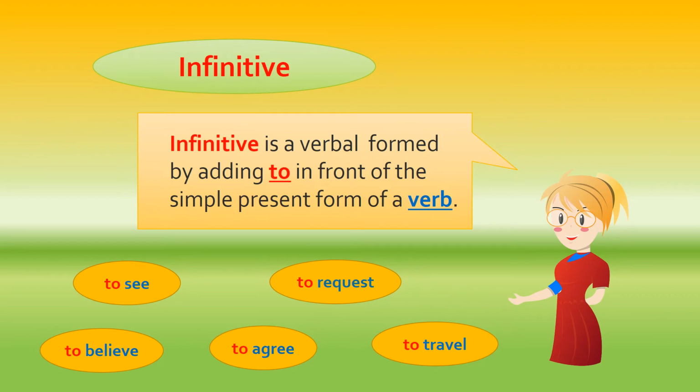Alright, let's begin by defining infinitive. Infinitive is a verbal formed by adding the word to in front of the simple present form of a verb. Take a look at the following examples: to see, to believe, to request, to agree, to travel. Notice that the verbs are in the simple present form. These are all examples of infinitives.